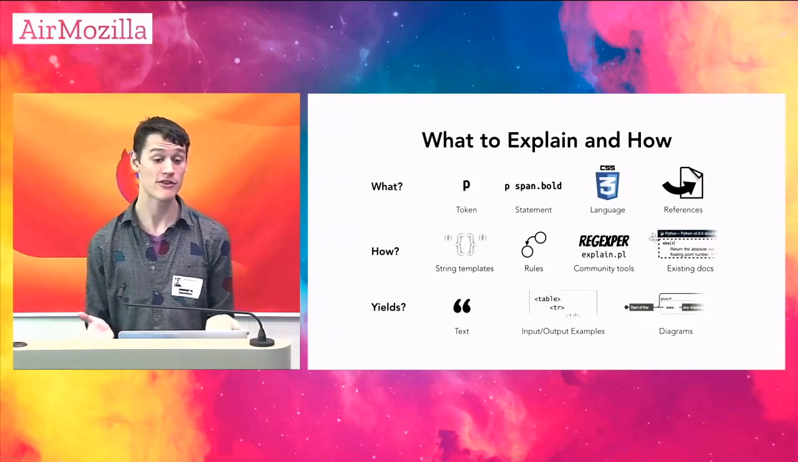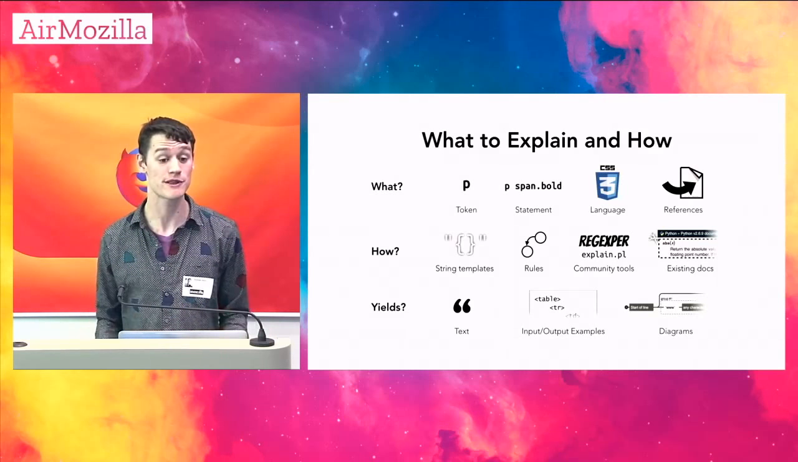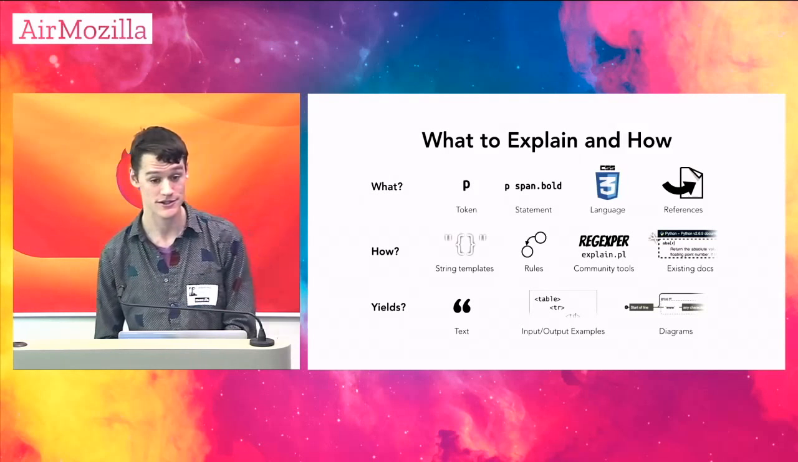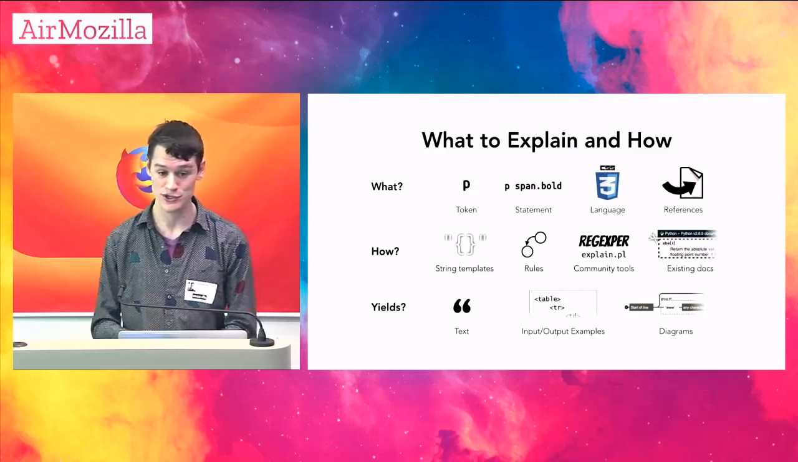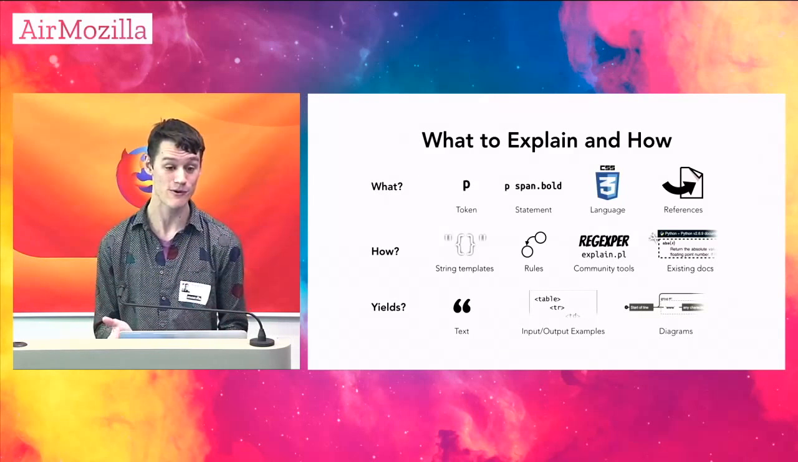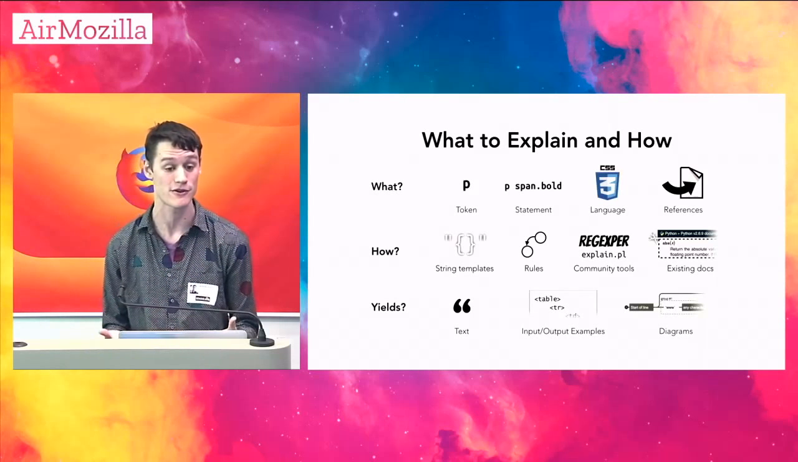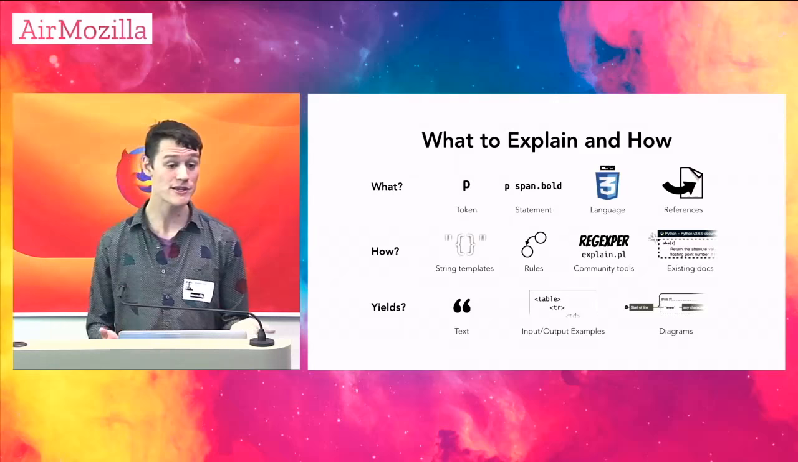This project was all about thinking about if you could make these explanations automatically, what would you explain and how would you generate these explanations? You might want to explain individual tokens or full statements. You might want to explain what a language is typically for, or provide these links to other relevant references that someone might not have found on their own. How can we generate these?